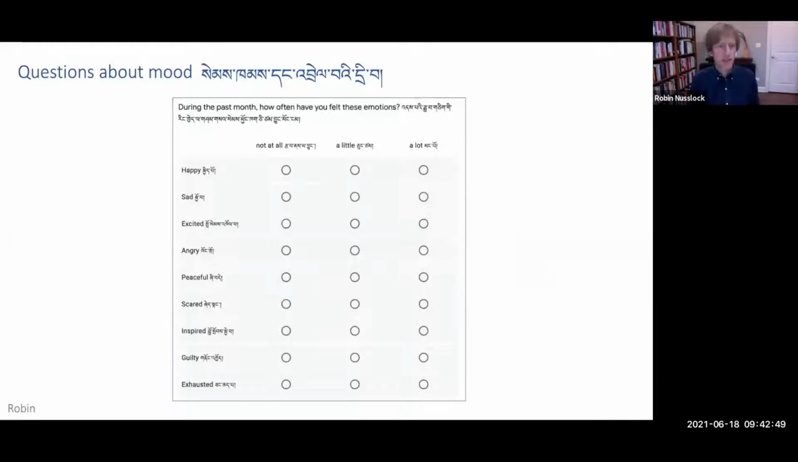And we generated this list based on emotions that are frequently studied in kind of Western academic science.